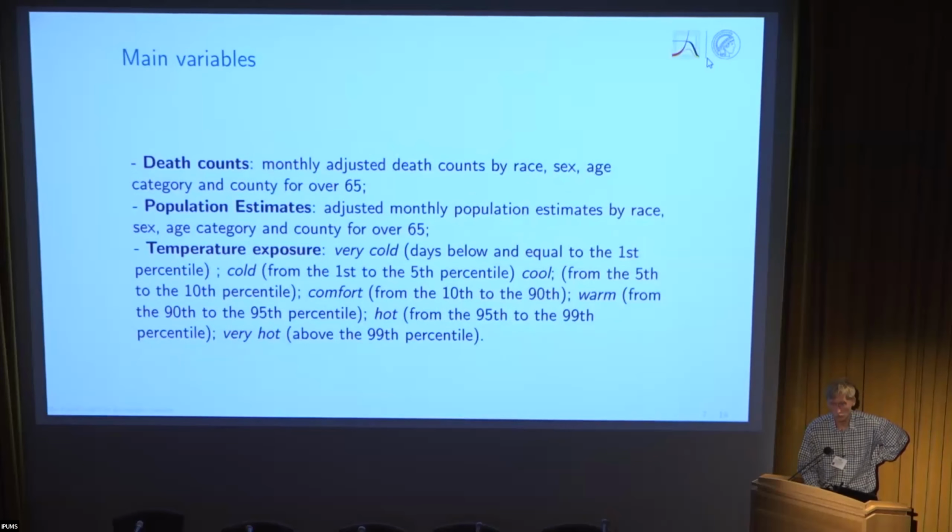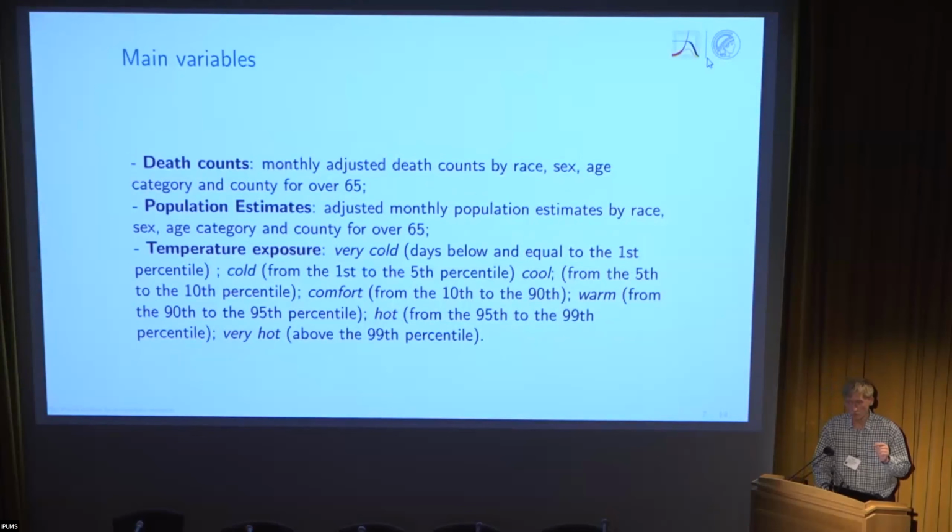And so our main variables are the death counts that we have by race, sex, and age for all the individuals aged 65 and above, and the same for the population estimates. And we capture exposure to temperature, the number of days in a specific month that fall within temperature bins that are created based on the county-specific temperature distribution.